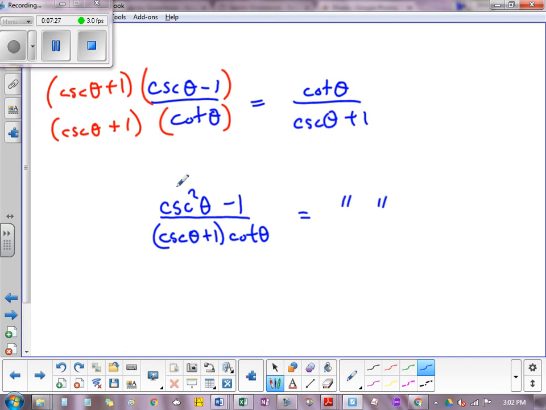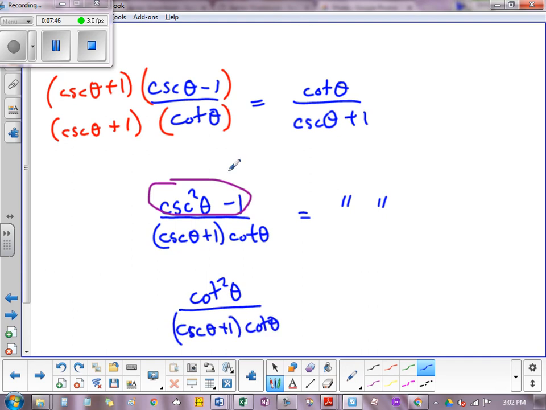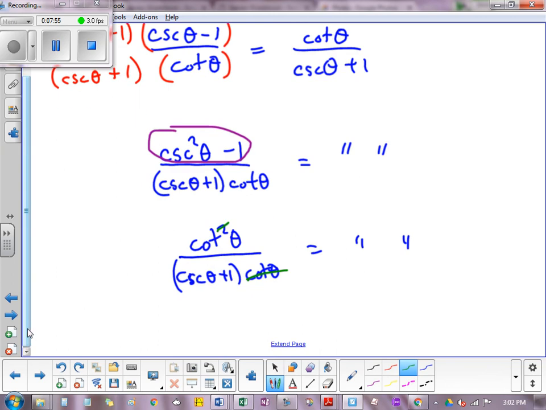If you look on your identity sheet, you will see cosec squared theta minus 1. It's on there. And it is actually cot squared. Okay, so that top is just cot squared. There you go. And very similar to a couple of problems ago, 1 factor of cot cancels out. And there you have it.